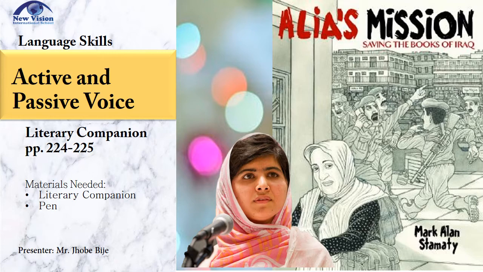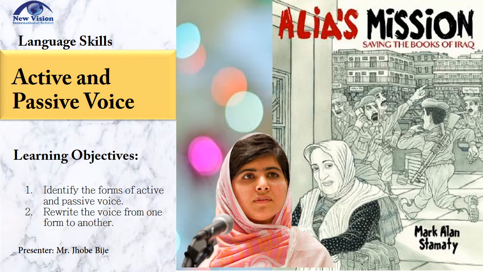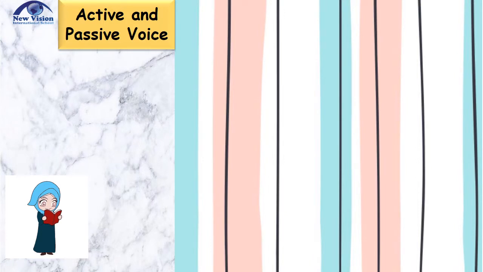So please turn your literary companion to page 224 and prepare the materials that we need for today. As we start, the learning objectives are pretty simple. First is to identify the forms of active and passive voice. Second is to rewrite the voice from one form to another. Let us not prolong our agony and start our lesson.